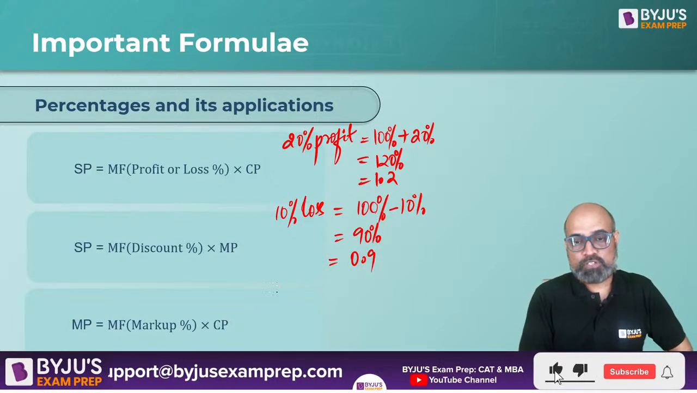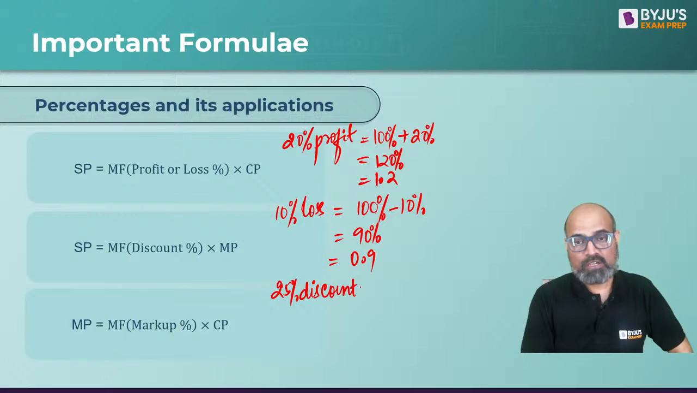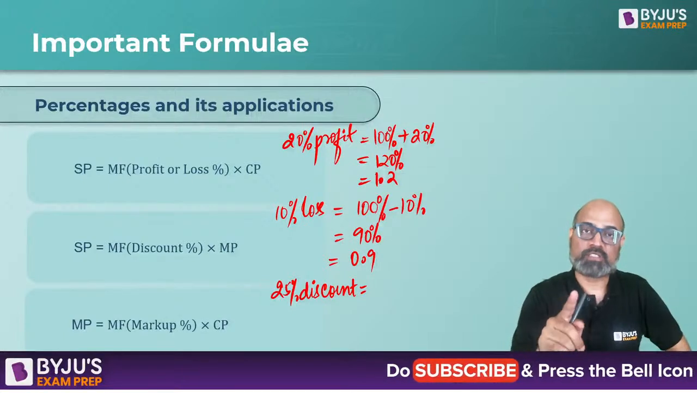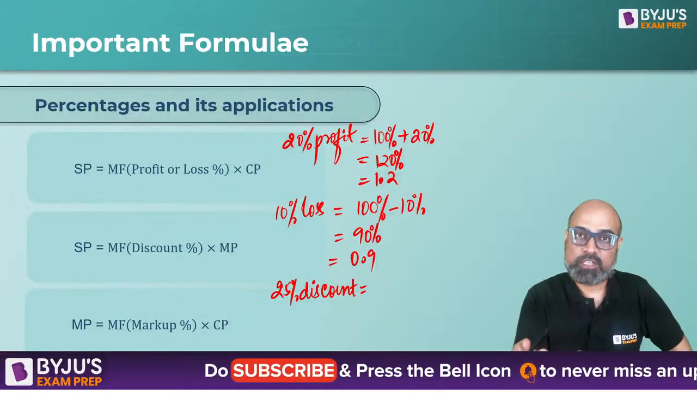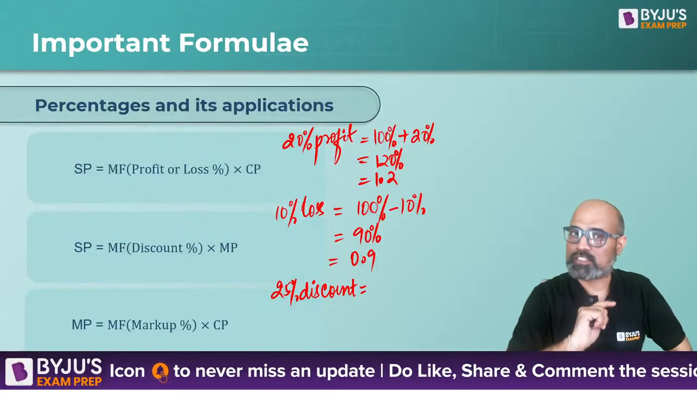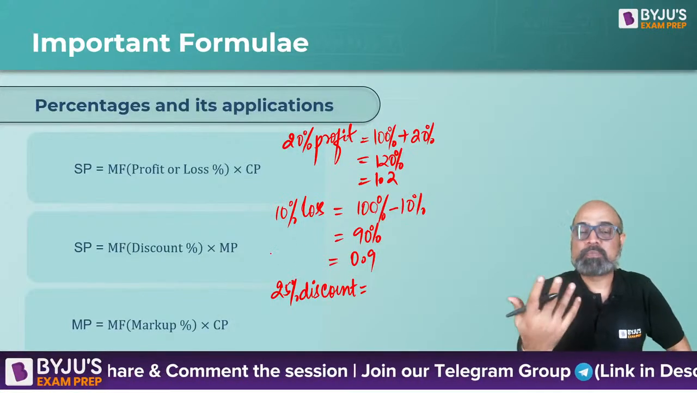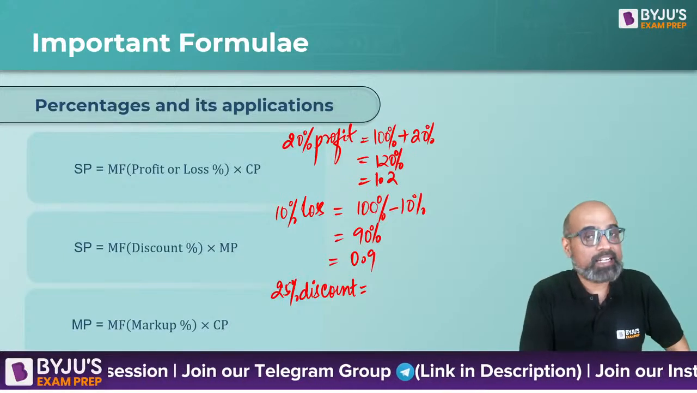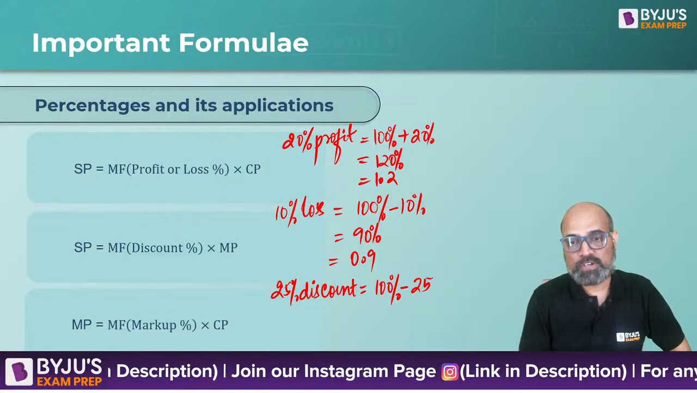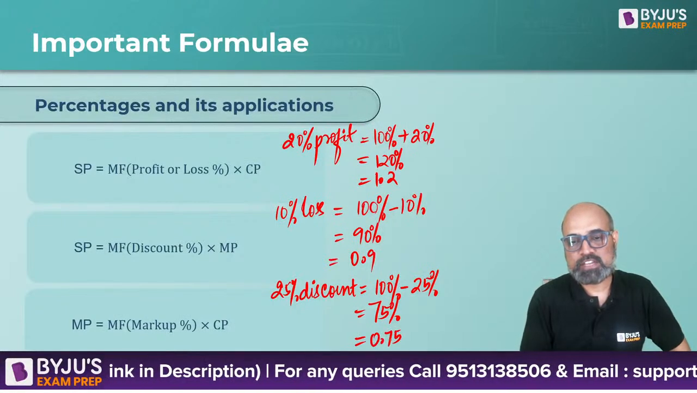Okay. Suppose if you are given 25% discount, discount is less. Okay. You are a shopkeeper. You are not a customer. So all these profit loss discount concepts, they are discussed by assuming that we are the shopkeepers, not the customers. We are the business people. So 25% discount as a shopkeeper, it's a loss for me, right? I will get less money for something. So 25% discount will become 100% minus 25%, which results in 75%, and 75% can be written as 0.75.